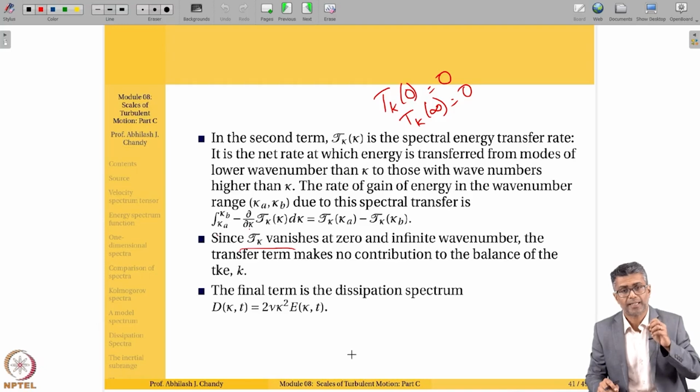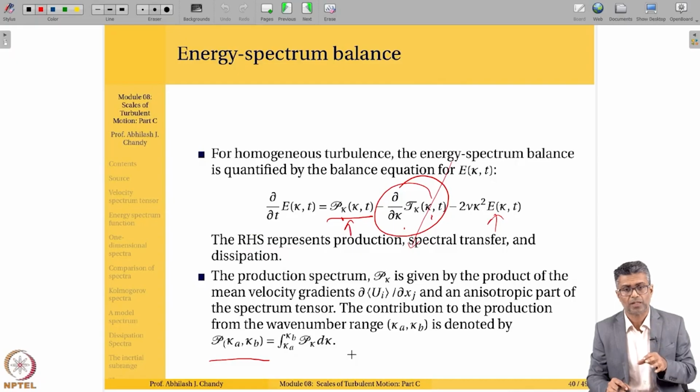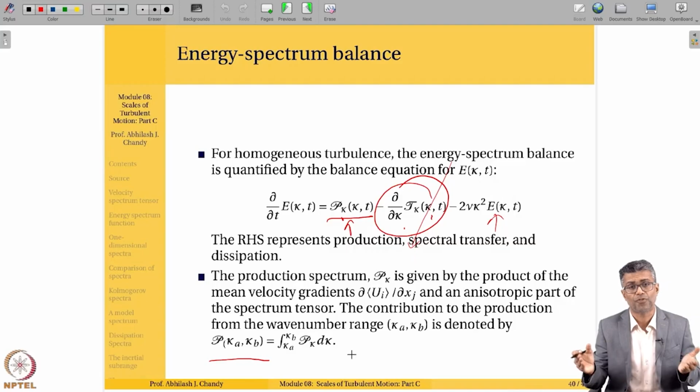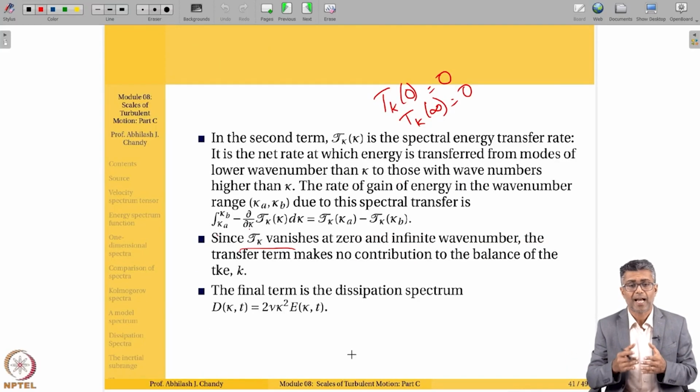Then you have the second term, which is the spectral transfer rate. If you notice here in the energy spectrum balance equation, the first term on the right hand side is the production term, the second term is the spectral transfer, and the third term is the dissipation, isn't it? But the second term looks slightly different from the first and the third term. The second term is a derivative with respect to wave number. That is because it has to do with the rate at which energy is transferred with respect to wave number. It is dependent on the wave number. It goes from the large scales to the small scales. The energy transfer is from the small wave numbers to the large wave numbers. So there is a derivative in there.